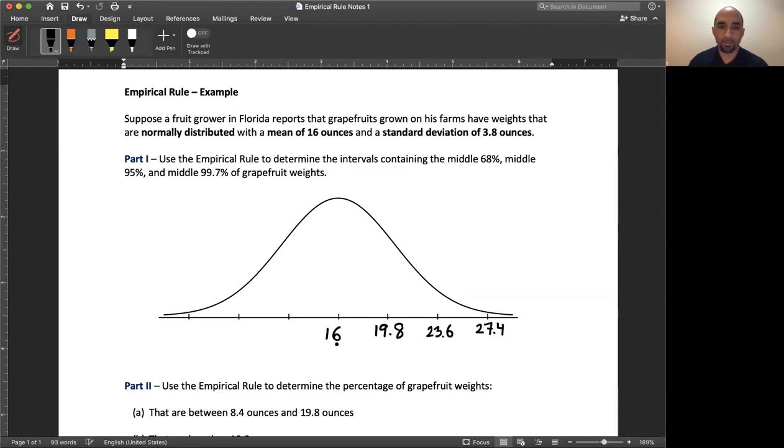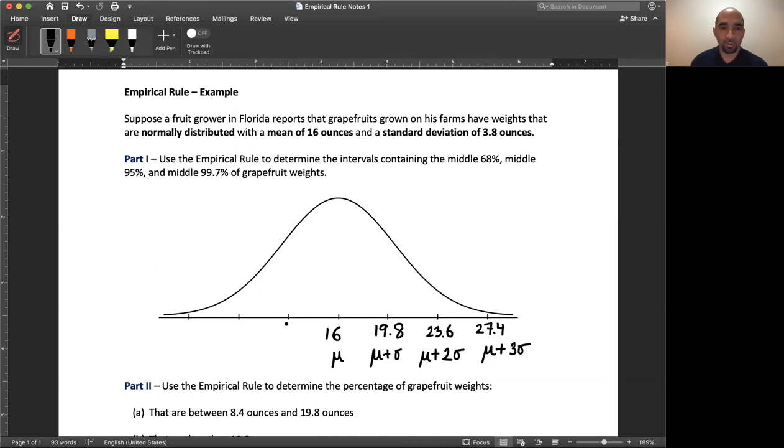So let's see what we have. 16, that is the mean, mu. We added one standard deviation to get 19.8. So 19.8 is mu plus sigma, the mean plus one standard deviation. We added two standard deviations to get 23.6. So 23.6 is the mean plus two standard deviations. We added three standard deviations to get 27.4. So 27.4 is the mean plus three standard deviations. So we've indicated the mean and the positions that are 1, 2, 3 standard deviations to the right.